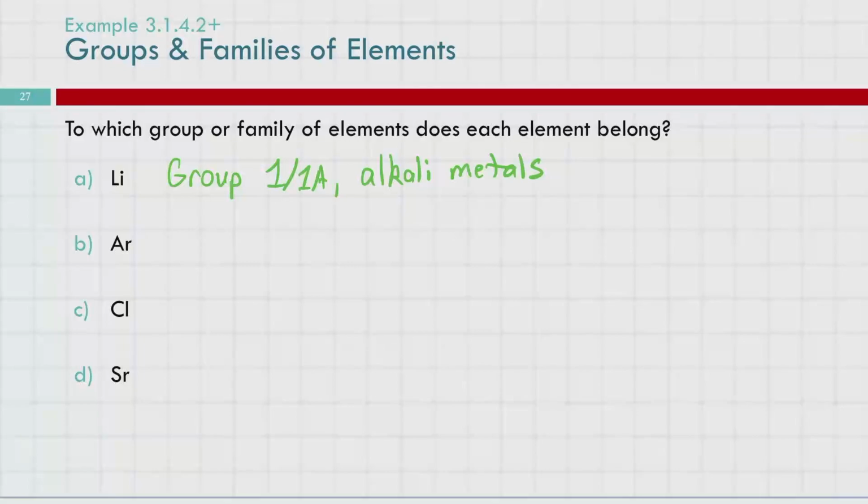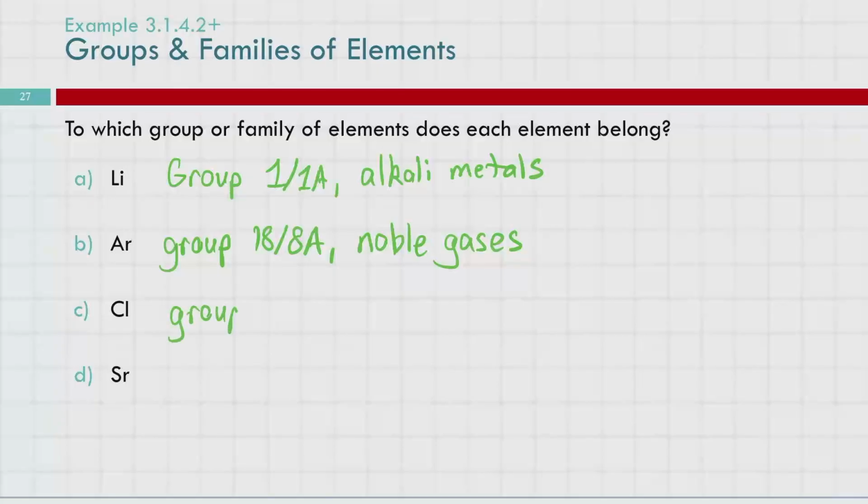Ar, we just talked about this one. Ar is in our far right column. That's group 18/8A, and those are the noble gases. Where do we find Cl? Cl is right next to Ar, so that's going to be group 17 or 7A, and those are the halogens.